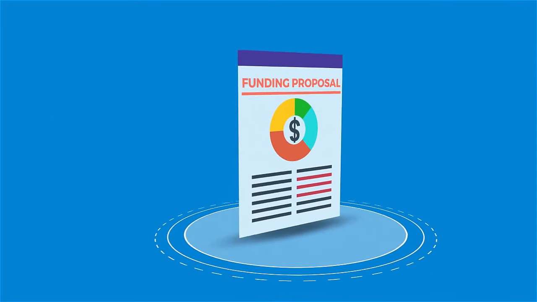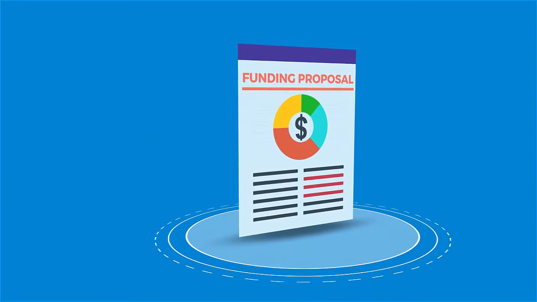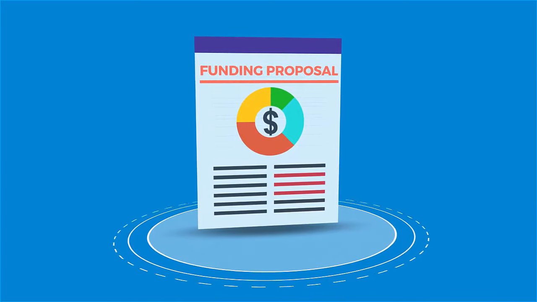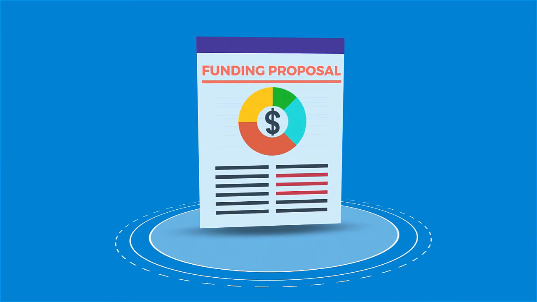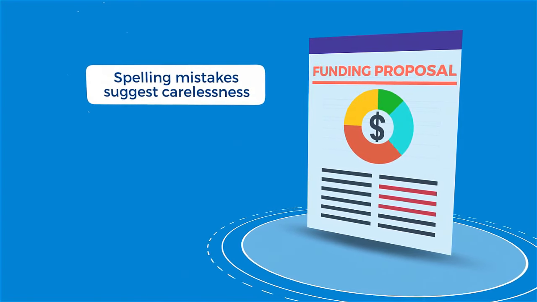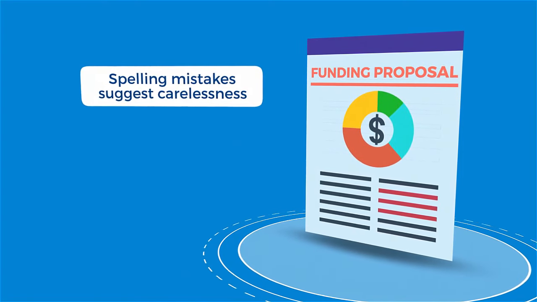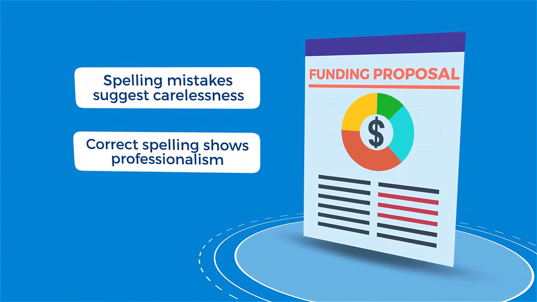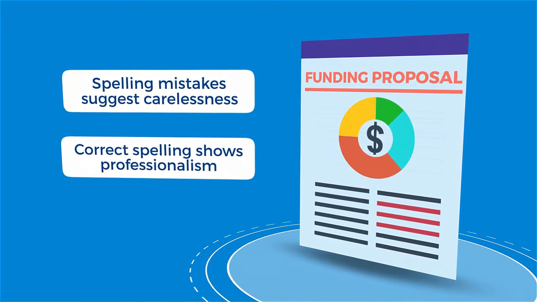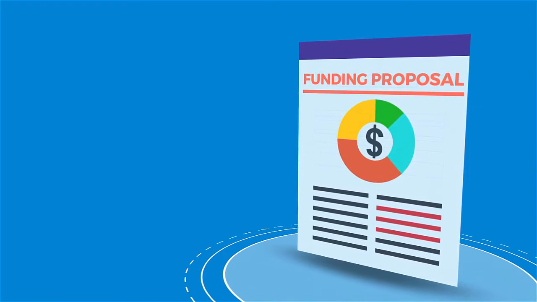Say you submit a funding proposal, and on your first page, you've made 1 or 2 spelling mistakes. How do you think the reader will judge your proposal? It probably won't get too far. Spelling mistakes suggest carelessness, maybe even incompetence. Correct spelling makes your writing clearer and shows professionalism. Let's explore a few rules and tips to help you avoid spelling mistakes.